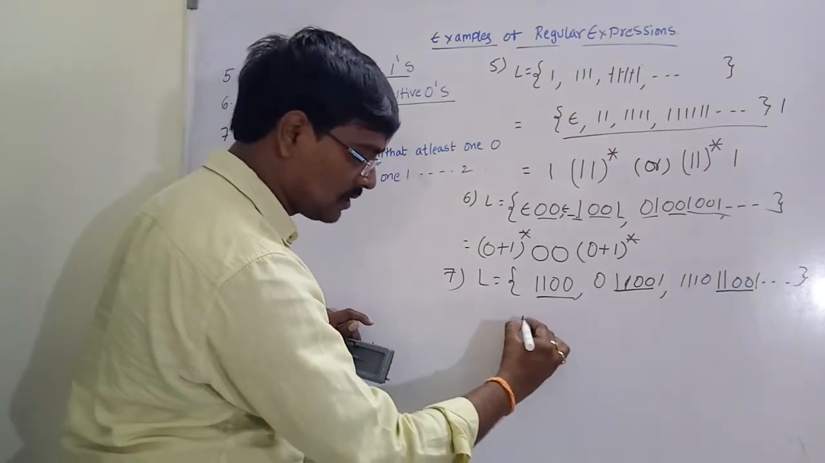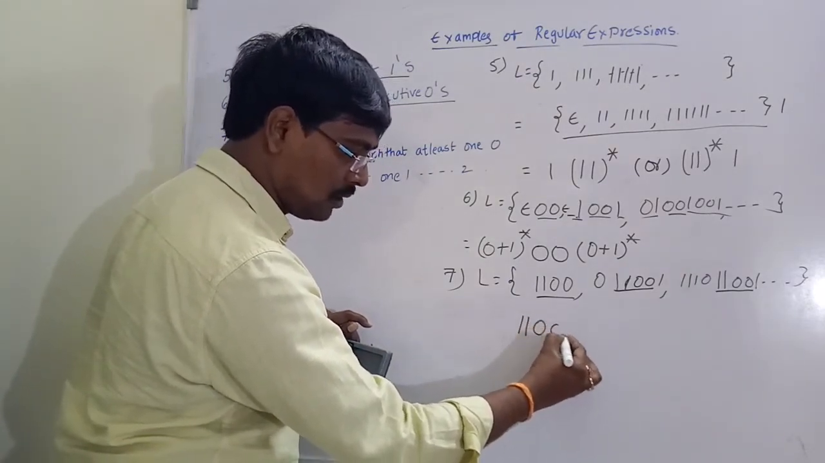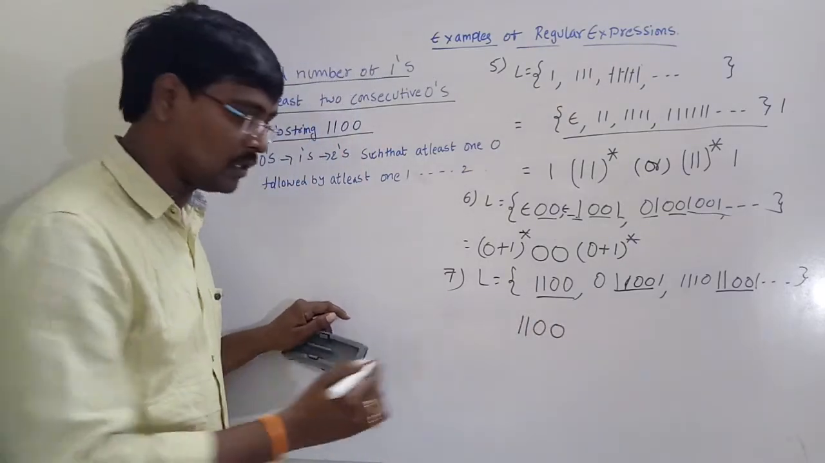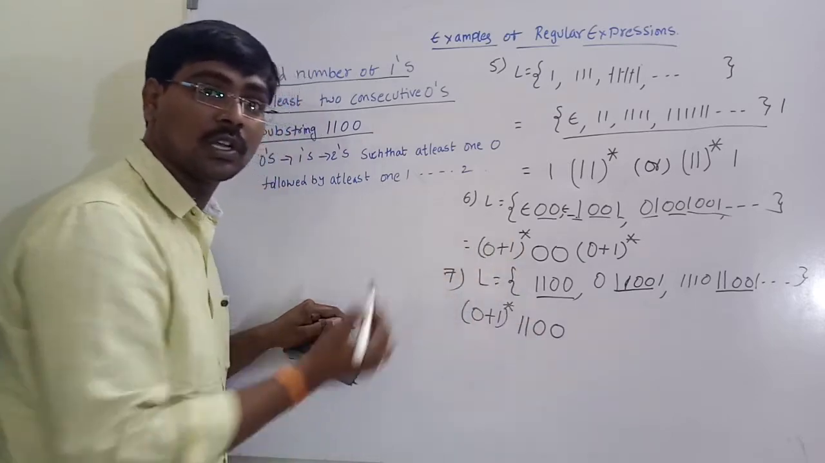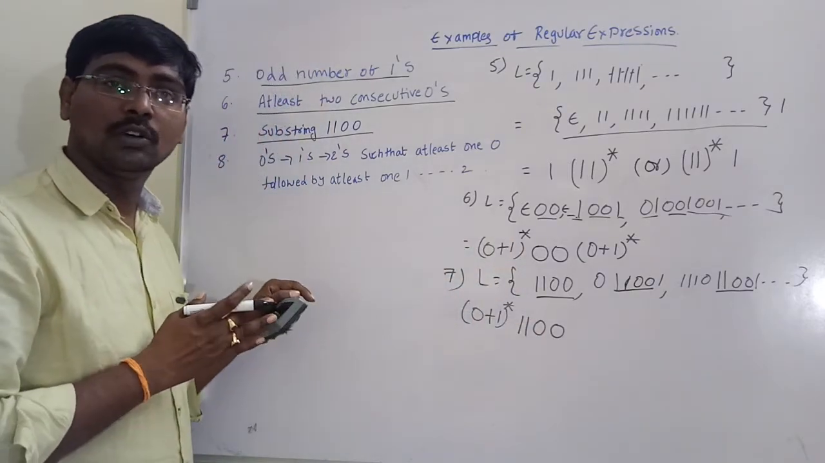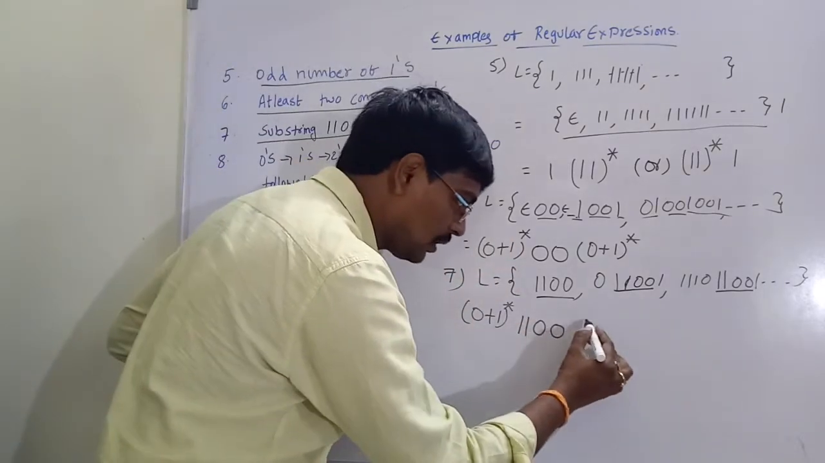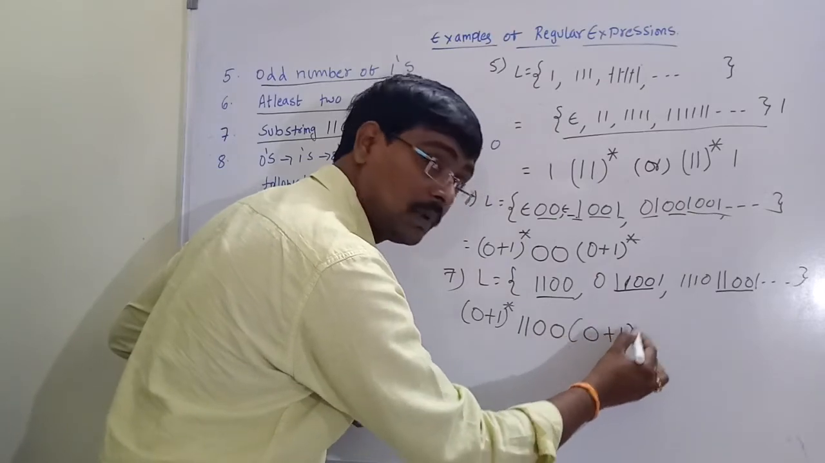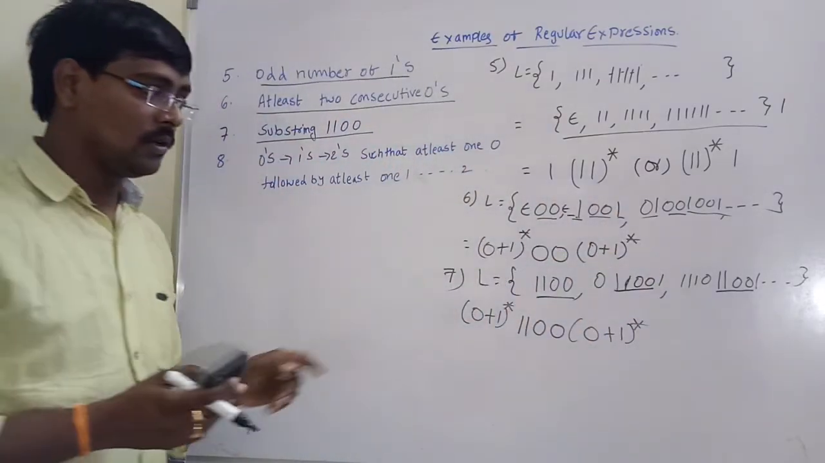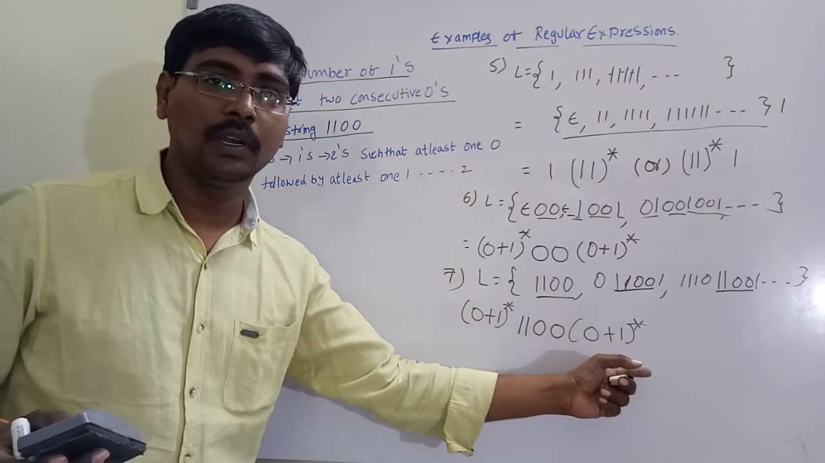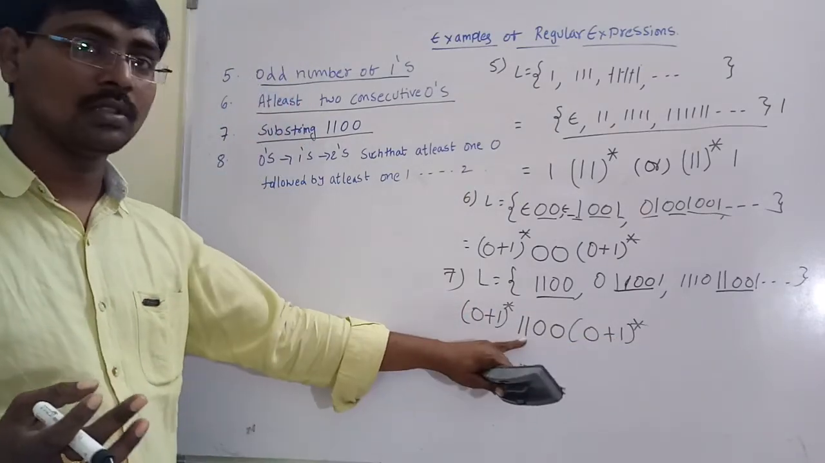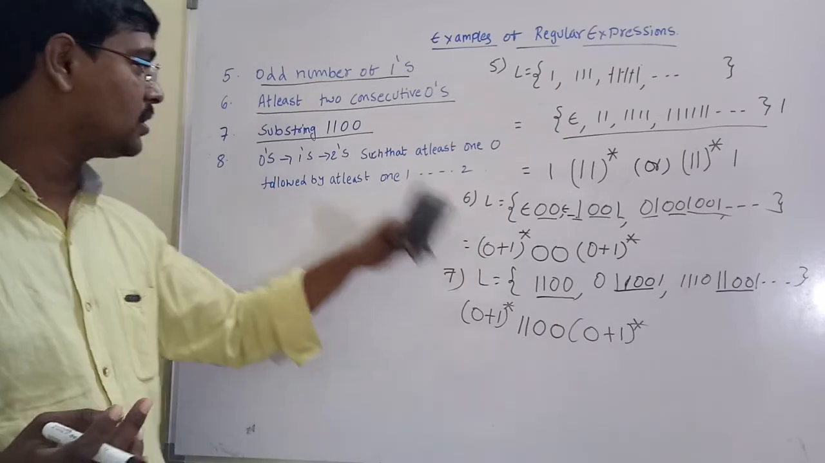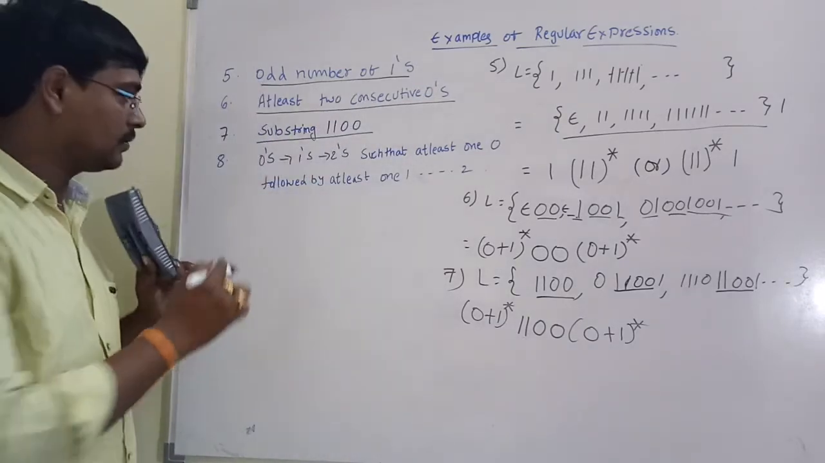So simply what is the regular expression? 1100 is a substring. It is fixed. Before that one, (0+1) whole star, and after that one also (0+1) whole star. Before and after, any combination is allowed. This is the regular expression that describes the set.